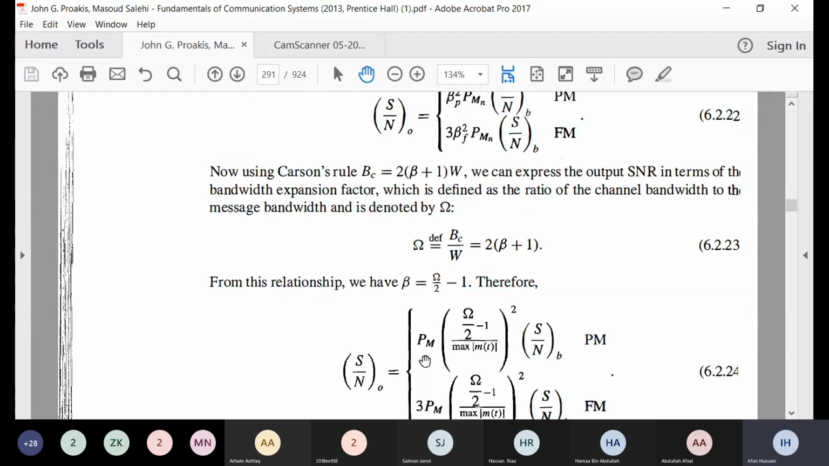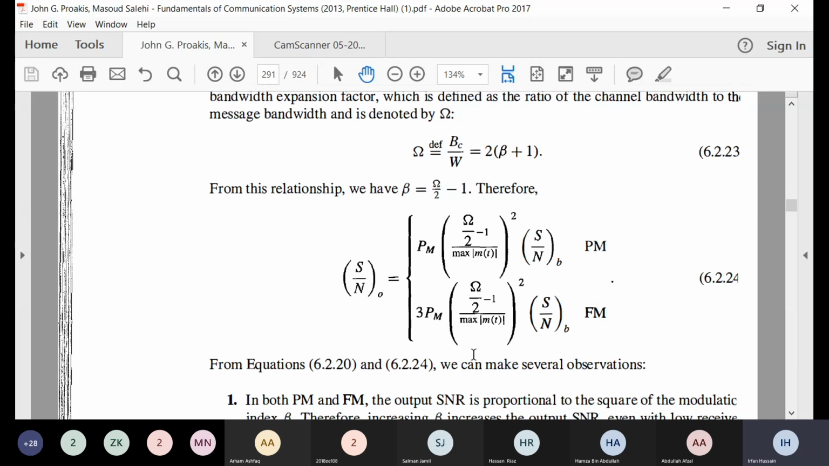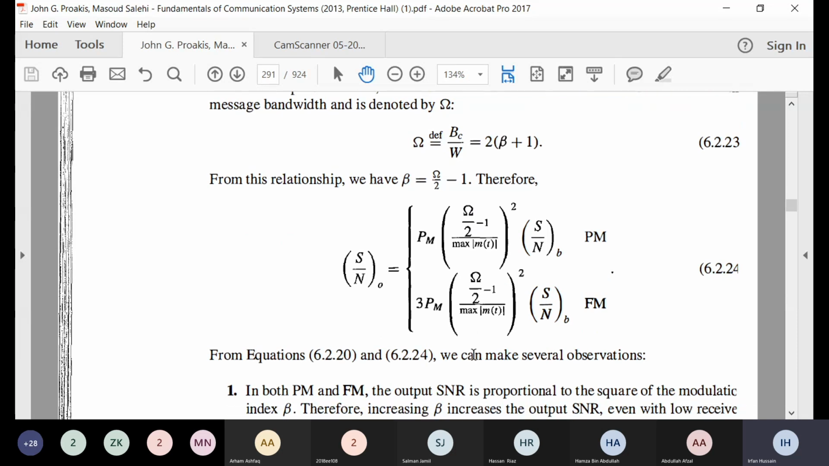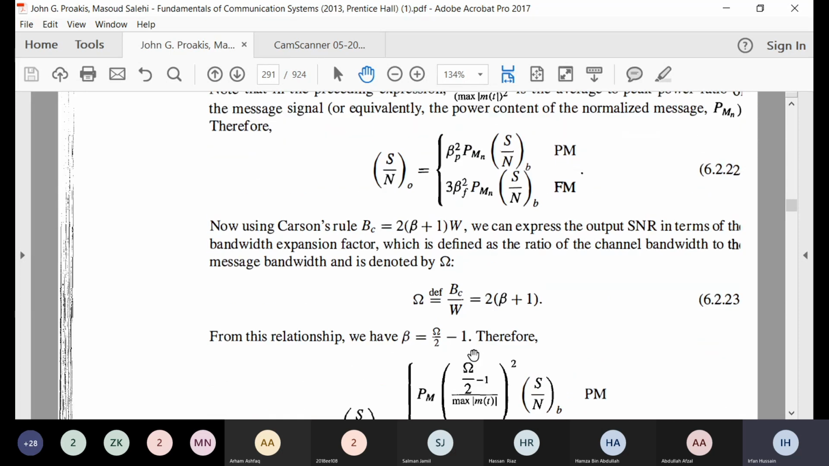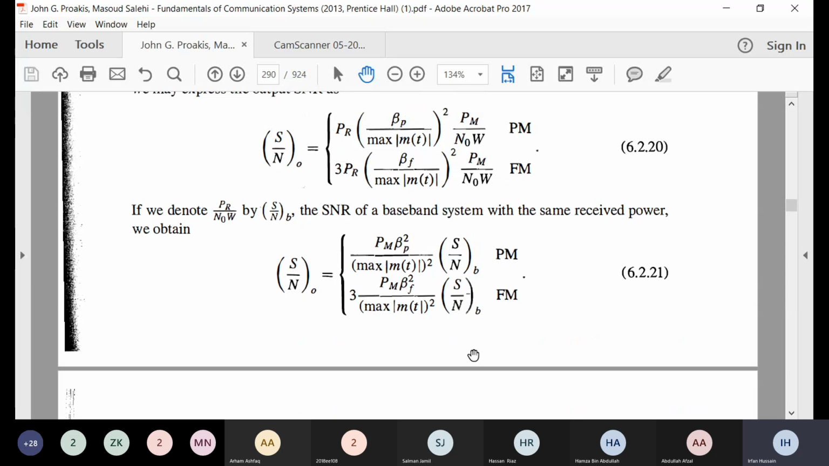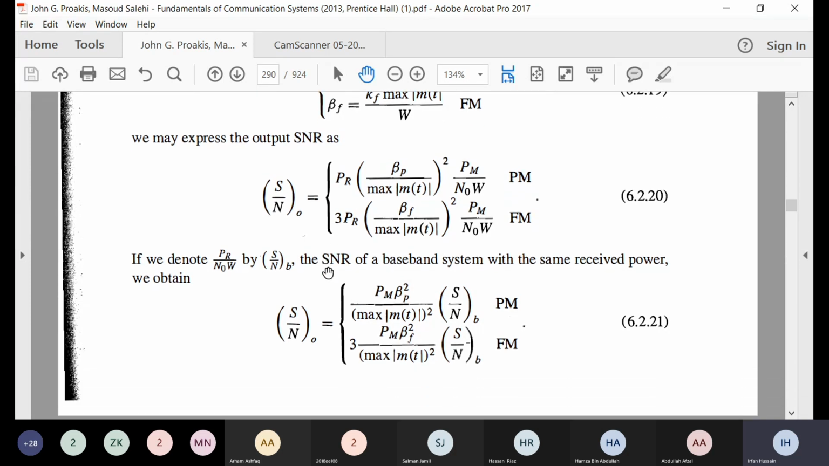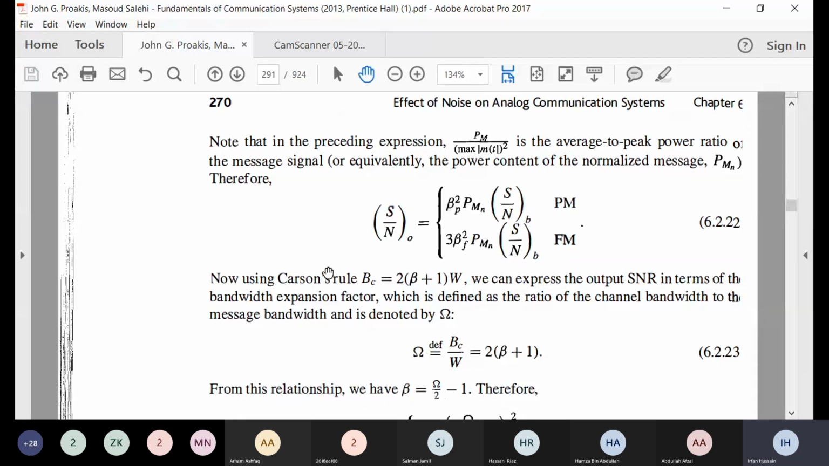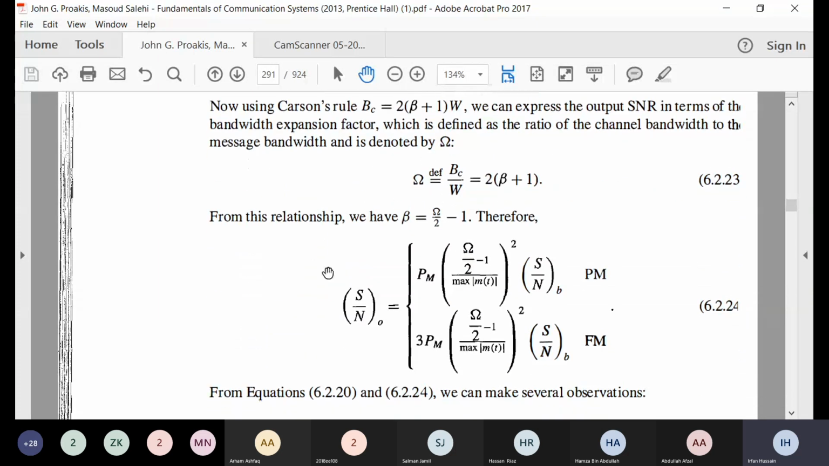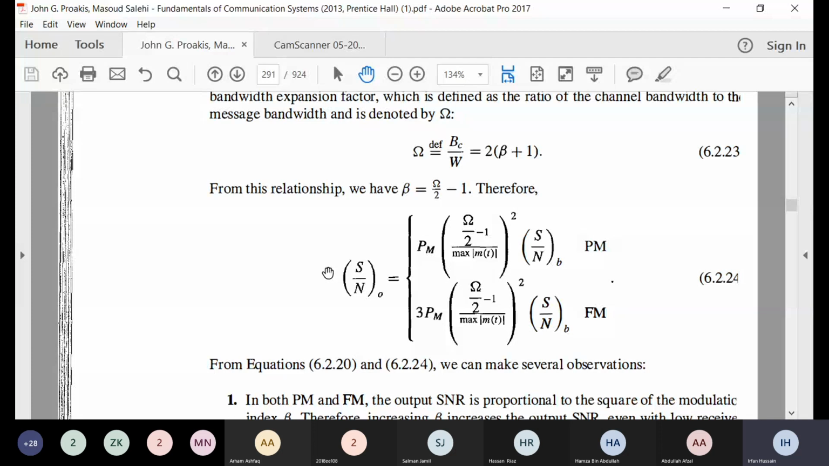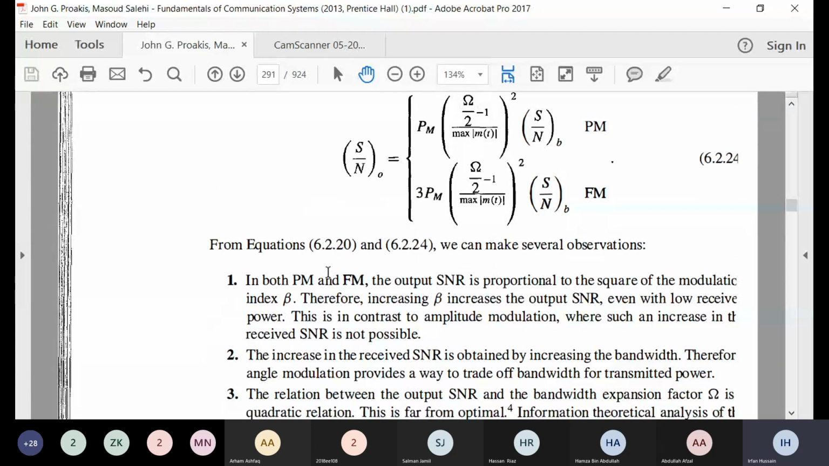Here we have again written this PMN as PM over max MT squared. You might write it or you might not write it; this can be taken both ways. These are just various forms of expressing your S over N. The main derivation was up to this point. This was the signal to noise ratio at the output of the receiver. And these are various manipulations of the same representation so that we could study the effect of the various parameters on the signal to noise ratio at the output of the FM or PM receiver. So we will end our lecture at this point.